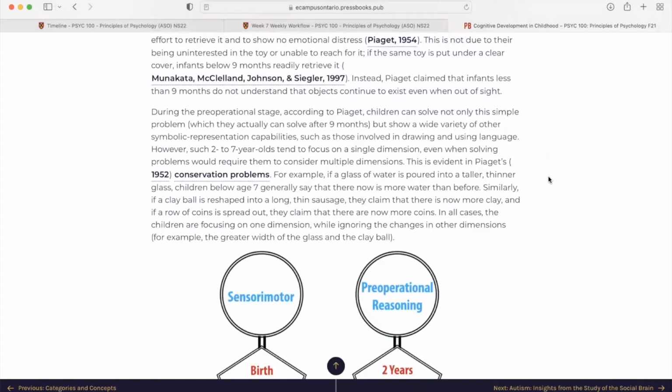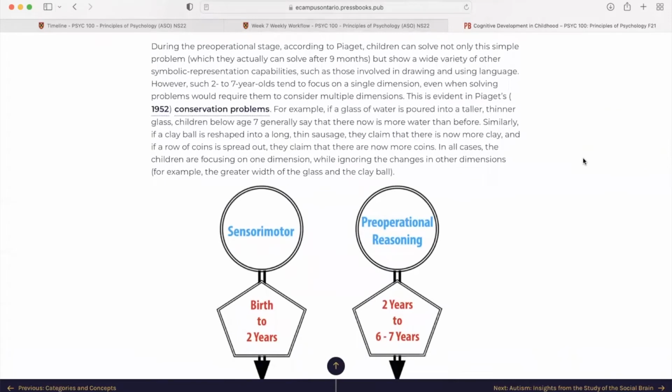During the pre-operational stage, according to Piaget, children can solve not only this simple problem, which they actually can solve after 9 months, but show a wide variety of other symbolic representation capabilities, such as those involved in drawing and using language. However, such 2 to 7-year-olds tend to focus on a single dimension, even when solving problems would require them to consider multiple dimensions.